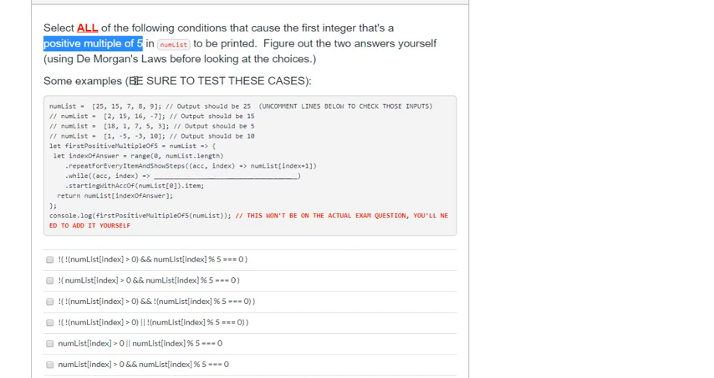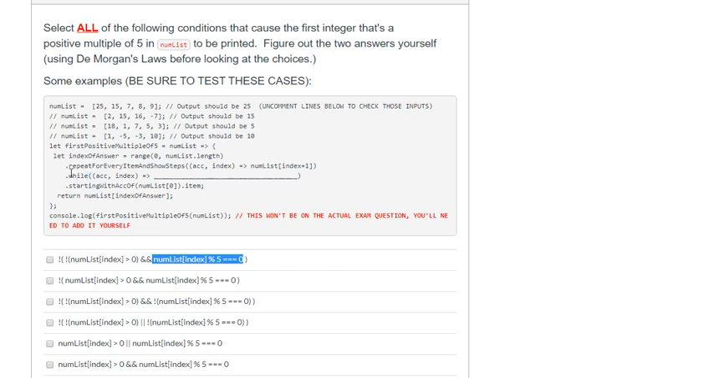So that says two things. It says it's positive and it's a multiple of 5, right? So you want an and here, right? So you want to stop when num list of index is greater than 0 and num list of index % 5 is equal to 0, right? That means that the remainder when you divide by 5 is 0, so it's a multiple of 5, right? So that's when you want to stop, right?